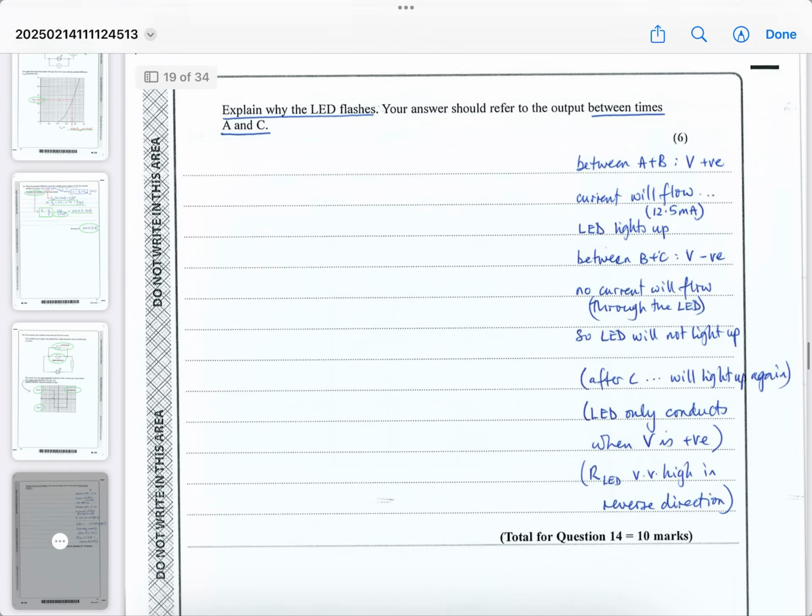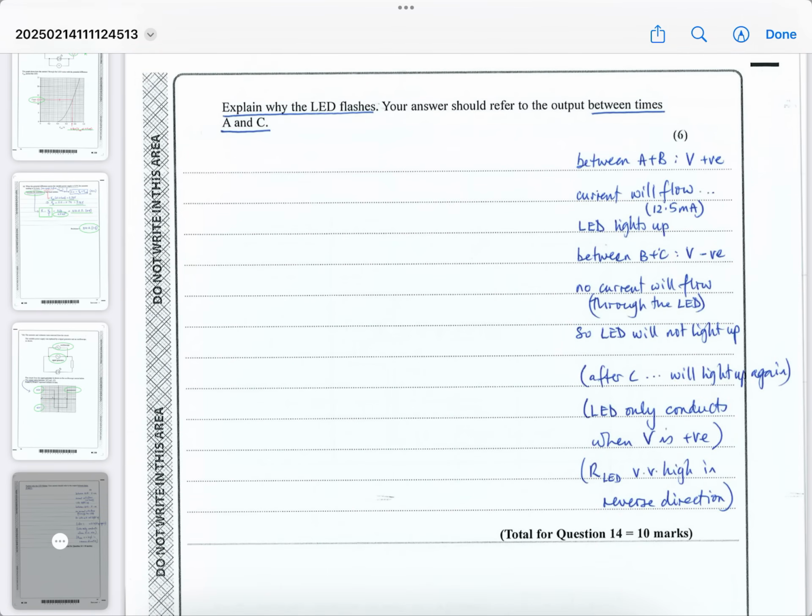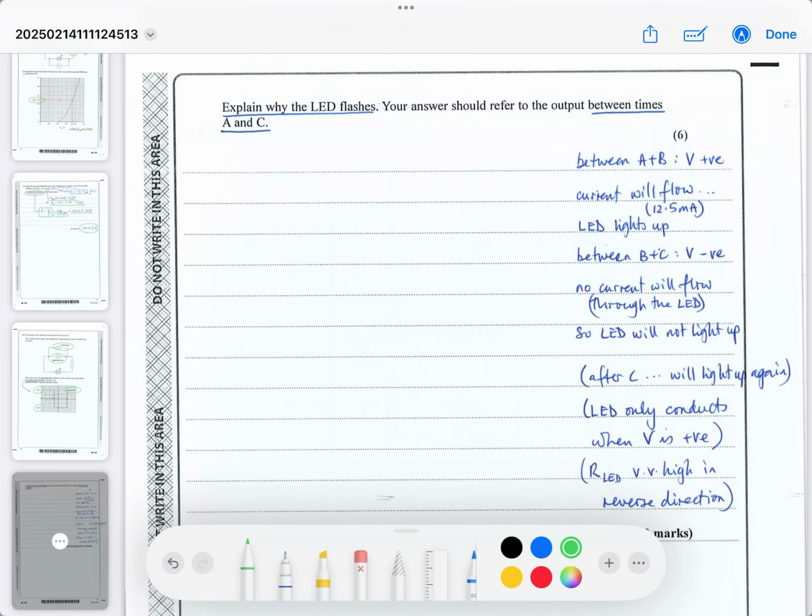So, explain why the LED flashes. The answer should refer to the output between the times A and C. So between A and B, the voltage is positive, 1 mark. Okay? The current will flow at that point, and we know when it was 6 volts, we were getting 12.5 milliamps. So that's the second point. The LED therefore lights up between A and B.